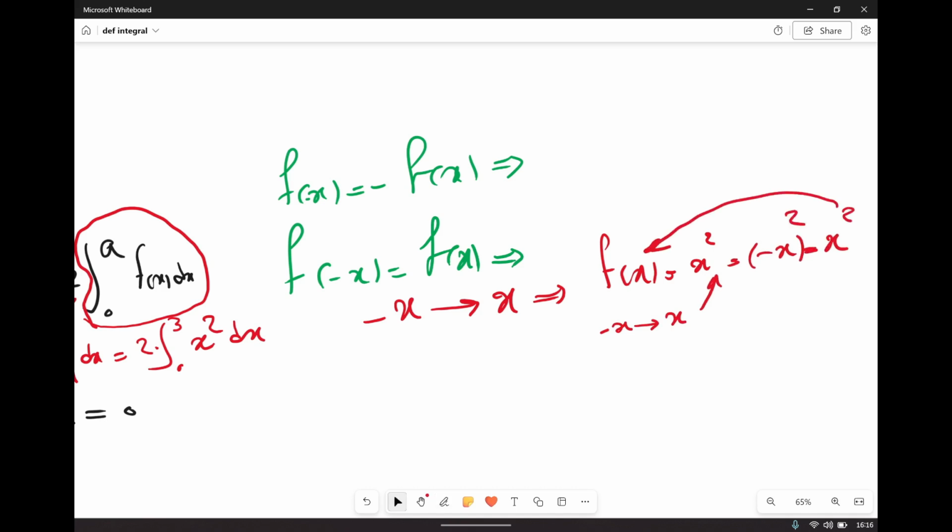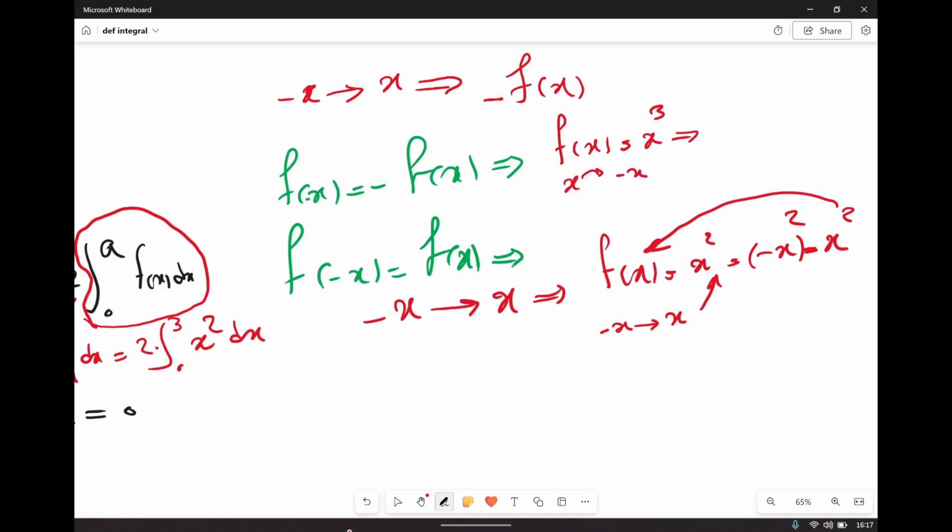But what is an odd function, guys? When you replace x with minus x, your function is f(x) but with a minus in the output. For example, if your f(x) is x to the power 3, and you replace x with minus x, exactly it is minus x to the power 3. That means minus f(x). Yes?